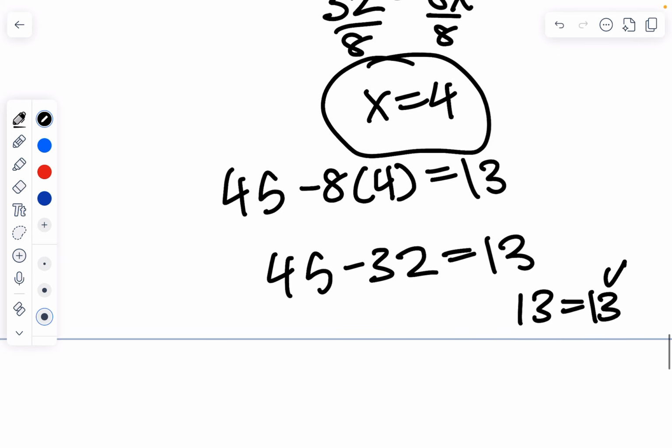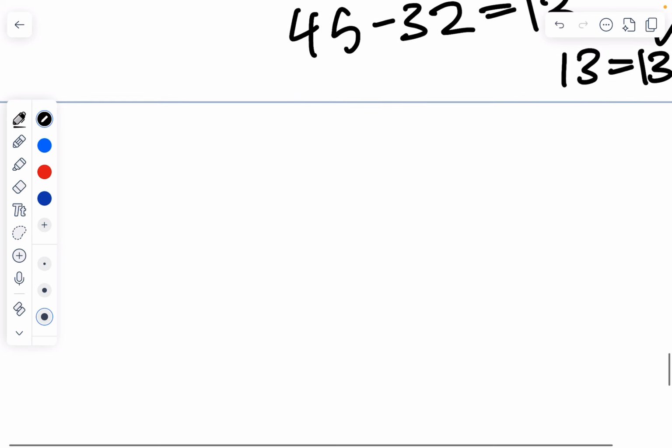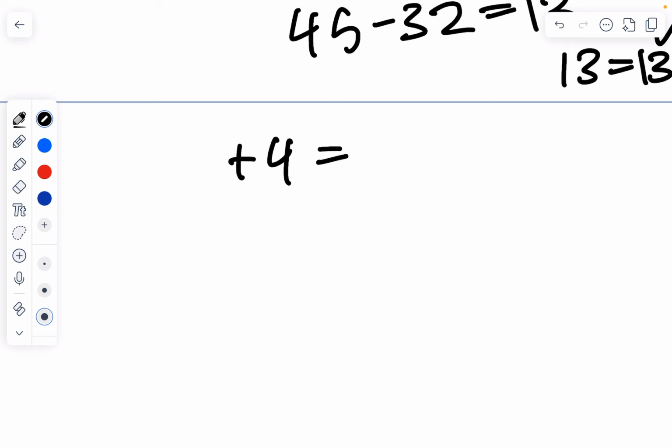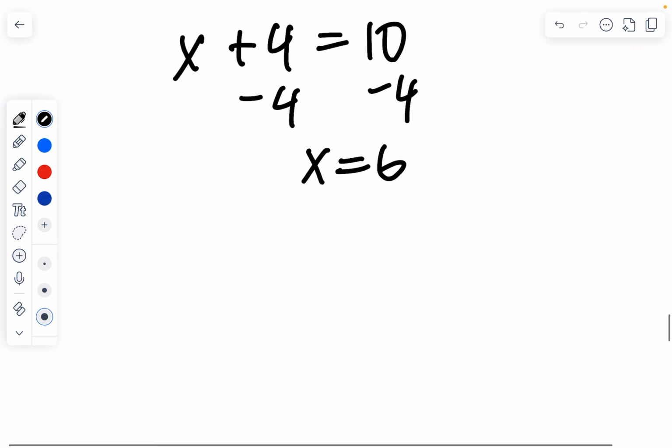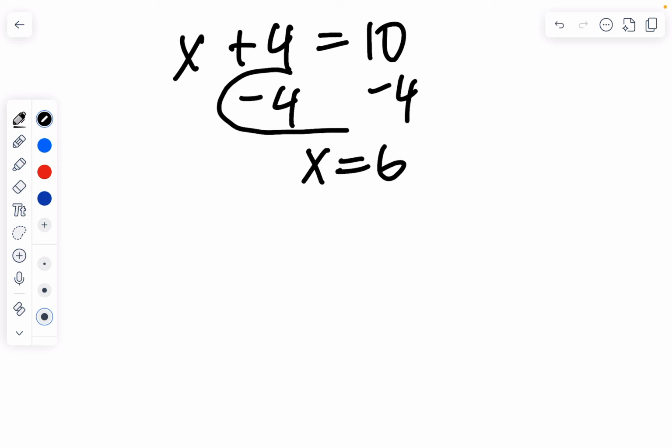Now we should never forget to use inverse operations to find the variables. Let's say x plus 4 equals 10, then you subtract 4 on both sides to get x equals 6. So you have to use inverse operations to find the variable. Whatever you do to one side, do to the other. You see how we subtracted 4 on both sides instead of just subtracting 4 on that side? So always do to this side what you do to the other.